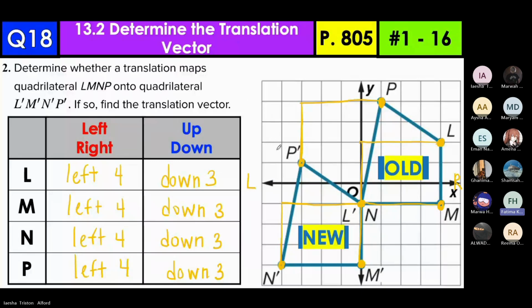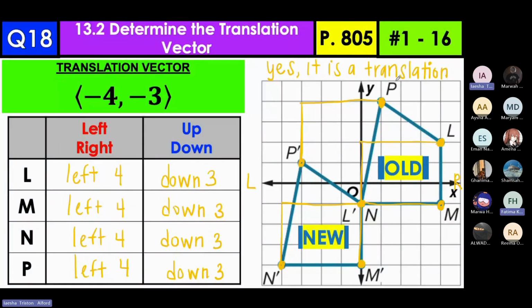Yes, it's a translation because it's the same size and shape, and because the numbers are equal in the chart. So yes, it is a translation. Now, what is the vector? If you say yes, you have to give a vector. 4, and 3.